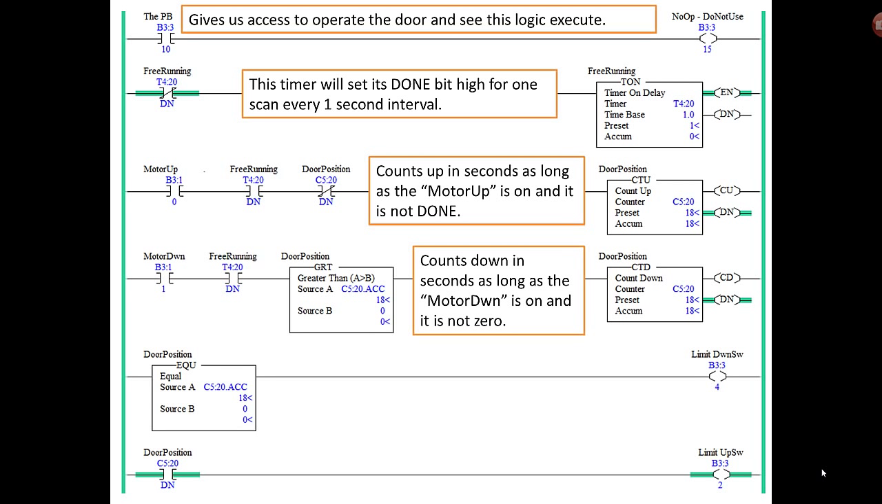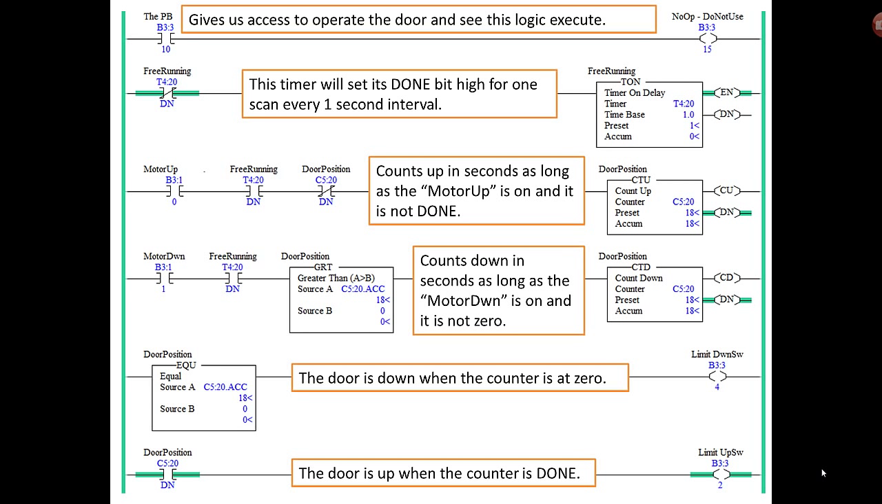However, I wanted to allow you to change the height of your door, or the time it takes to get all the way up or all the way down. So you can go in and change the preset on the counter, and that last rung will always work correctly. Because if you change it to 24, then the door position counter isn't going to say it's up until it gets to 24. So the done bit always represents the accumulate equaling the preset. Okay, so the door is down when the counter is at 0.